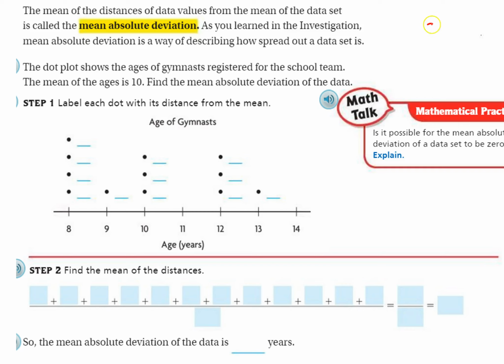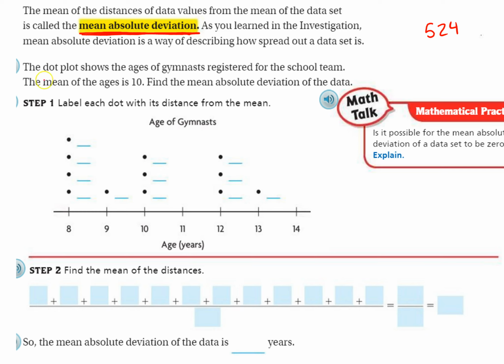All right, continuing on page 524, we're at the bottom now. The mean of the distances of data values from the mean of the data set is called the mean absolute deviation. So that number we were just finding a minute ago, the 2.8, the 1.5, the 0.8, that number has a special name, and that name is the mean absolute deviation.